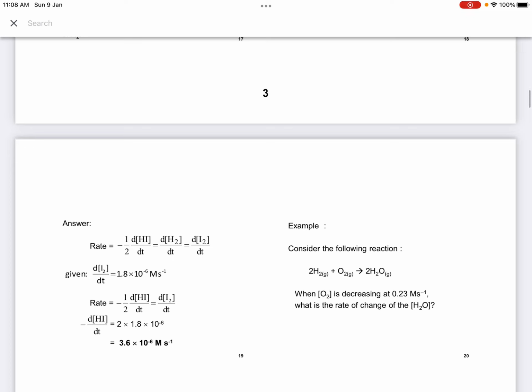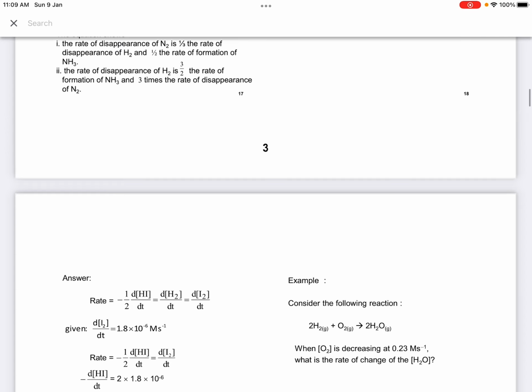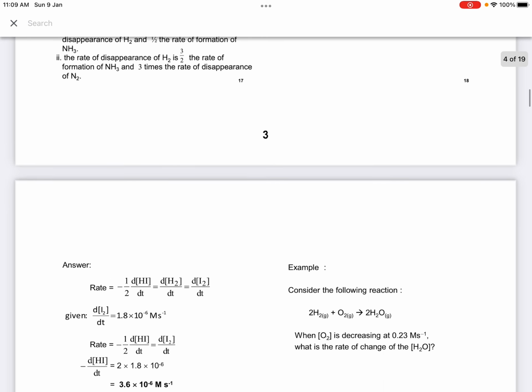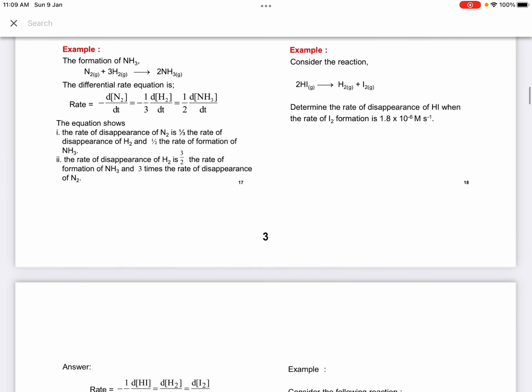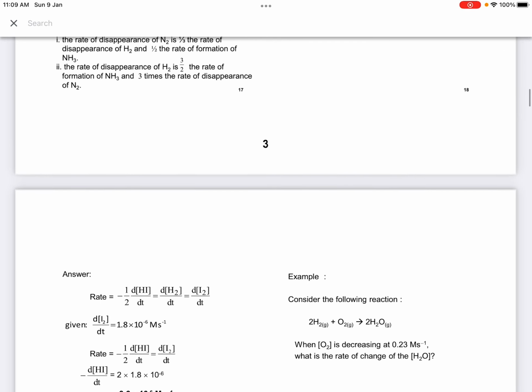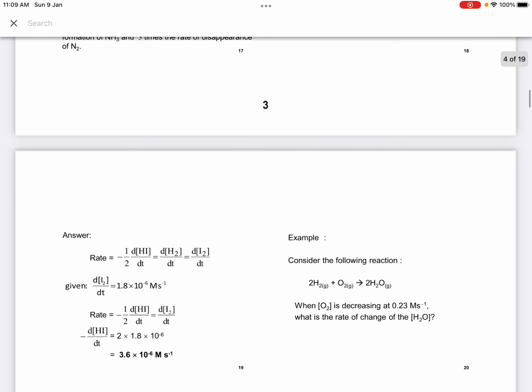First, we have to write the differential rate equation. Rate equals negative 1 over 2 d[HI]/dt equals 1 over 1 d[H2]/dt equals 1 over 1 d[I2]/dt, based on this chemical equation. And then they give you the rate of formation of I2, 1.8 times 10 to the power negative 6 molar per second. We have to find the rate of disappearance of HI. So we just connect the HI with I2 and find the answer. Again I remind you, we will do some examples during our tutorial class.